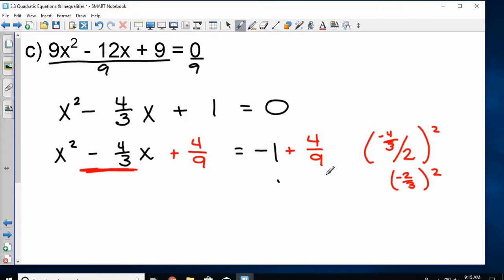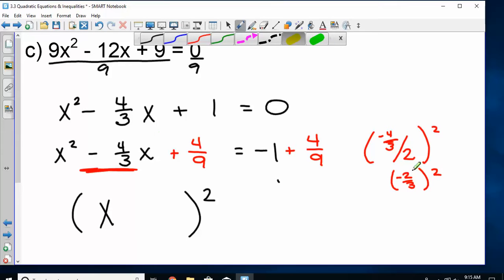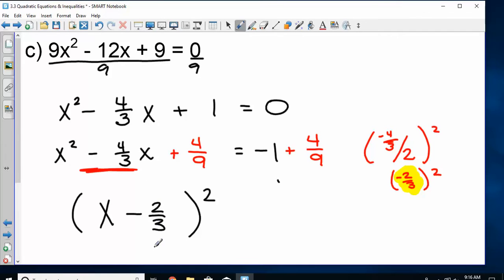Okay. So now we factor. This is going to factor the same every time. We have built a perfect square, so it will factor into something squared. We have an x. If you just look, before we squared, my number was -2/3, so it would be x minus 2/3. Okay. Right hand side, -1 plus 4 over 9. -5 over 9.